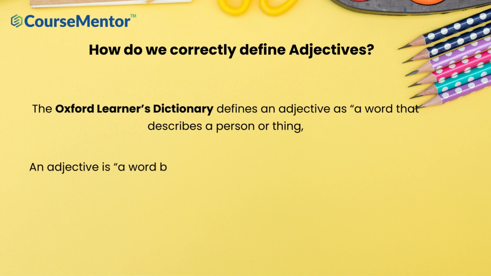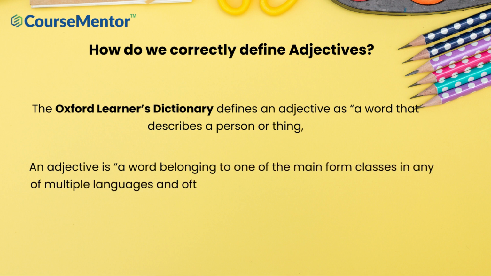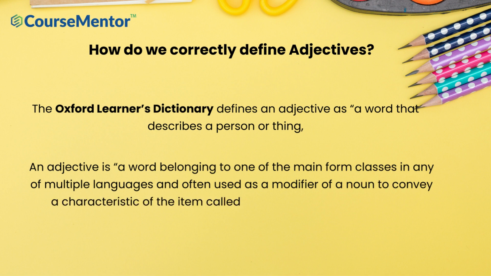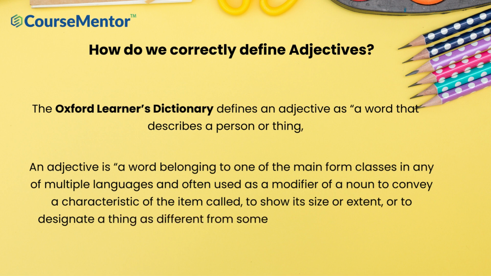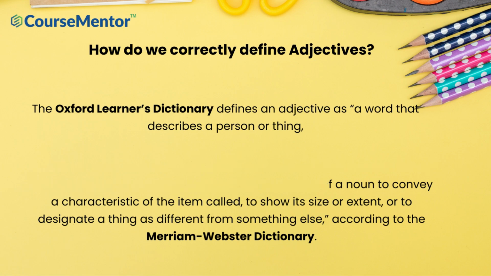An adjective is a word belonging to one of the main form classes in any of multiple languages and often used as a modifier of a noun to convey a characteristic of the item called, to show its size or extent, or to designate a thing as different from something else, according to the Merriam-Webster Dictionary.